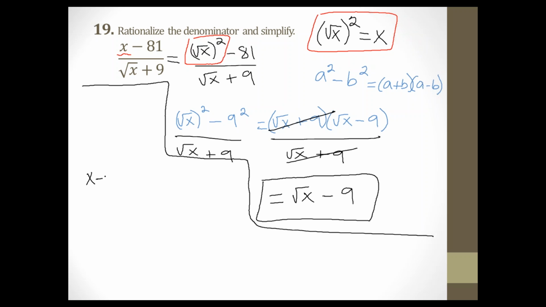So we had x minus 81 divided by the square root of x plus 9. So the normal way that we rationalize if the denominator is like this is that we will multiply the top and bottom by the conjugate. So it would be the square root of x minus 9 on the top and the bottom.